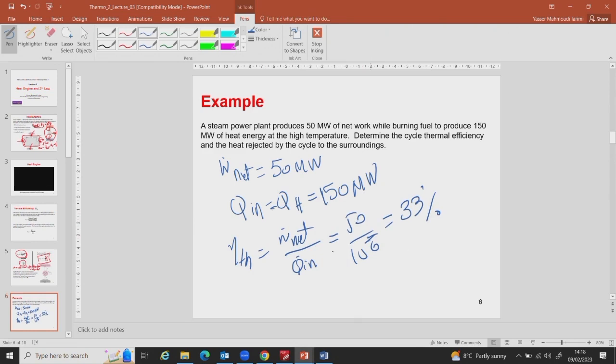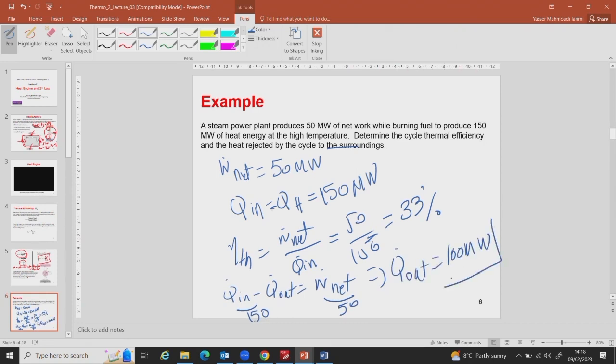That's the efficiency. So the heat being rejected to the surroundings should satisfy the first law of thermodynamics. We know that Q dot in minus Q dot out is W dot net. So we have 50 megawatt here and 150 here, therefore Q dot out is just 100 megawatt. I know that you have done more complex problems than this in Thermo 1, so this is just to show you how we can use these efficiency formulas.